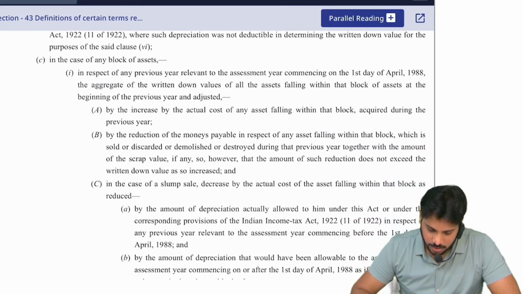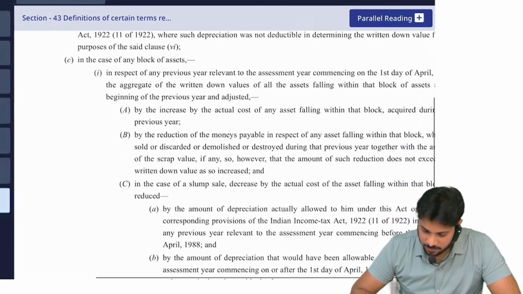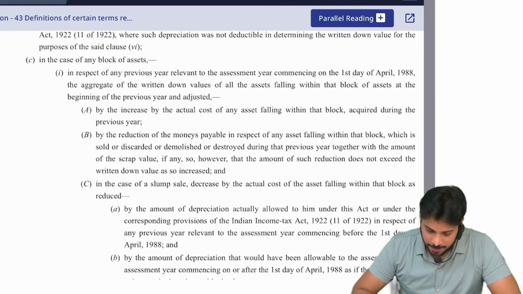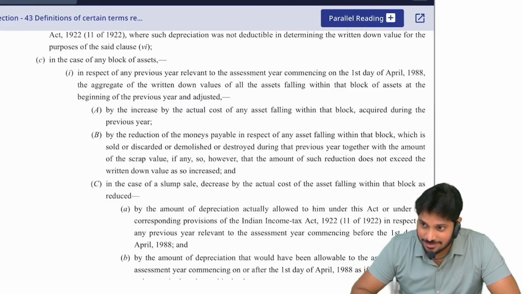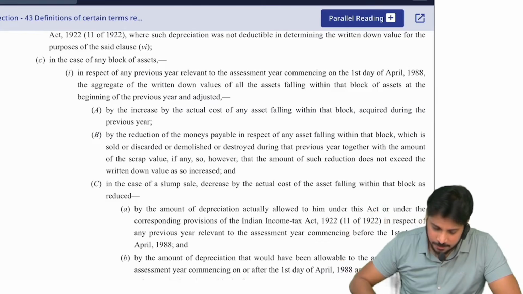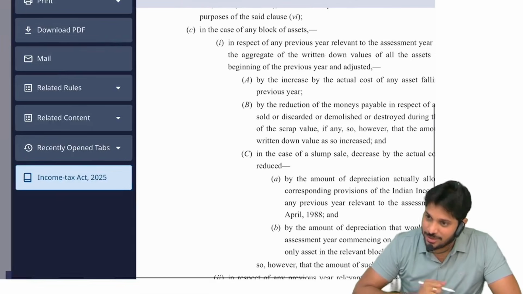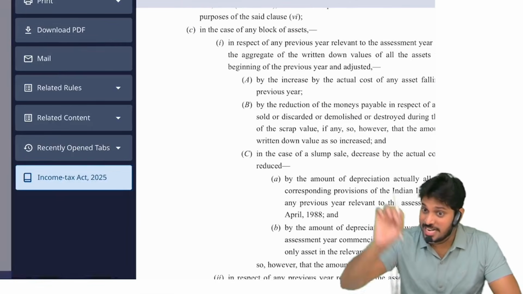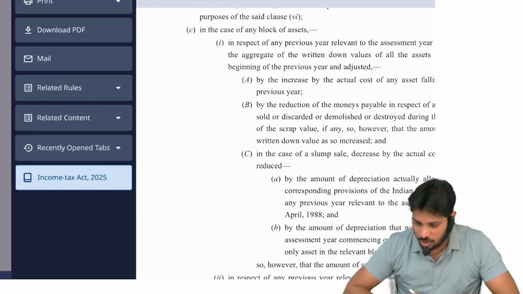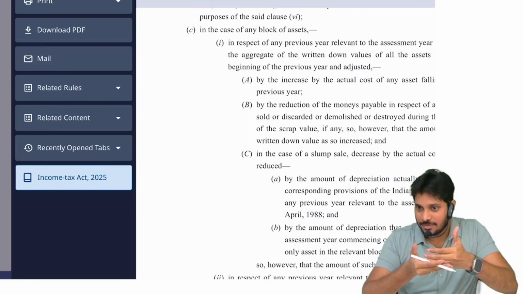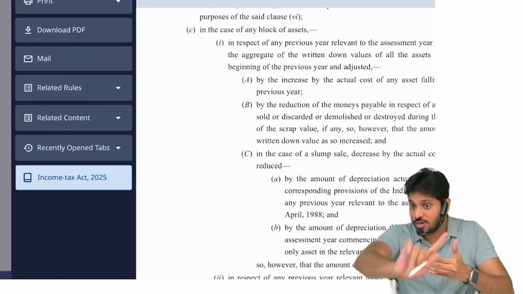That's a different one. In case of any block of assets in respect of any previous year commencing on or after 1998, it is the aggregate of written down value of all assets falling in that block at the beginning of the year, adjusted by increase by the actual cost of any asset falling in that block acquired during the previous year. In the year it should be acquired. Fine, we'll see. By the reduction of money payable in respect of asset sold. Acquired is what matters; they didn't say acquired and used. Only when I acquire during the year will I add it in the block. But if I do not use it in this year, I will not claim depreciation.